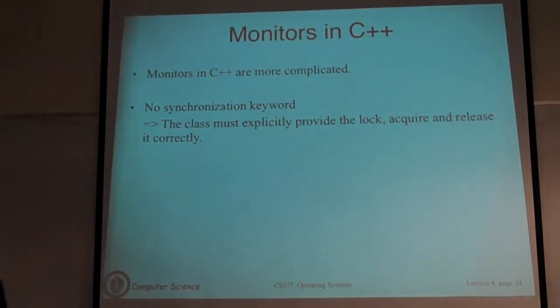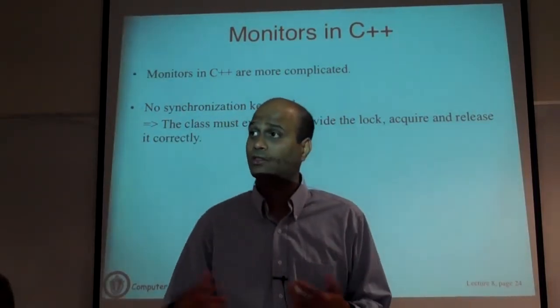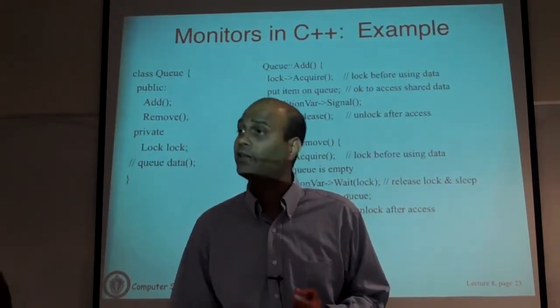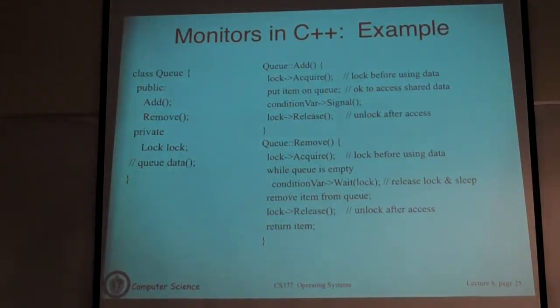Java is nice in that support for monitors is actually built into the language. C and C++ don't have that luxury, so you actually have to construct monitors. Not very hard to do that. So you can actually do it this way. You have to have a condition variable and a lock.